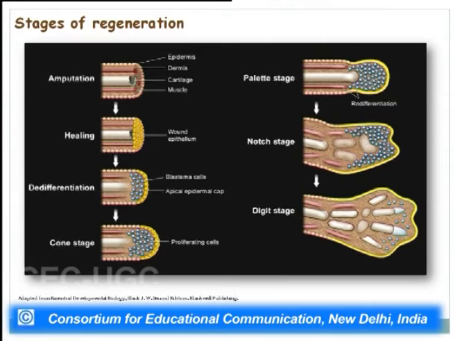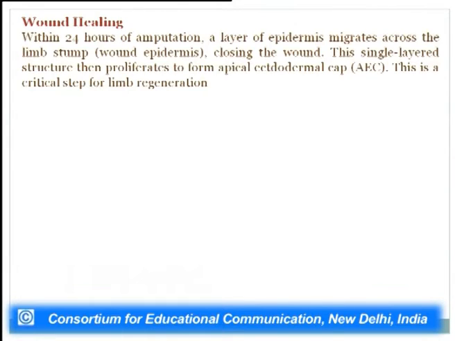Then it flattens out to form the pellet stage, and then there is a knot stage, and then there is a digit stage when actual digits are laid and the entire limb is regenerated. Let's look a little deeper into all these. So the first thing that occurs is the wound healing.